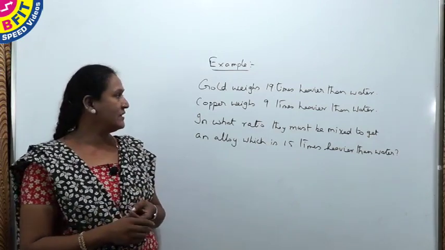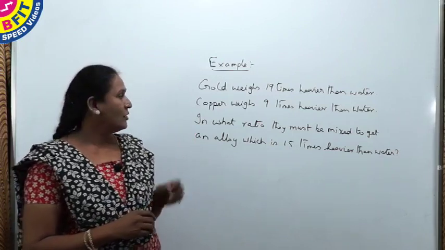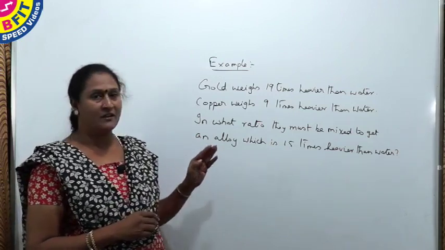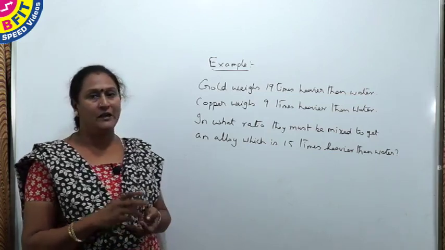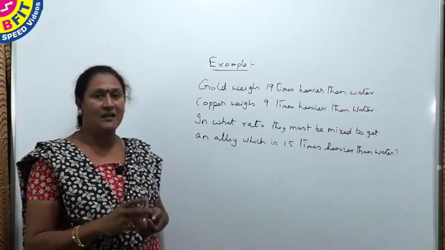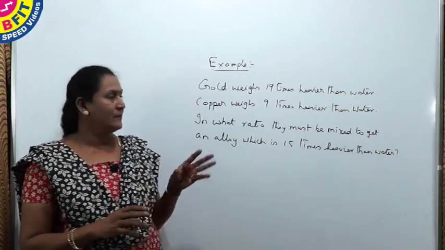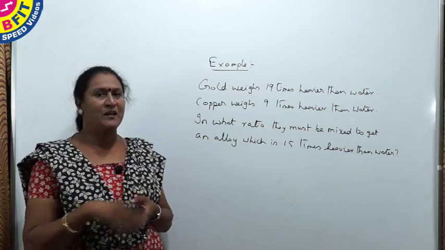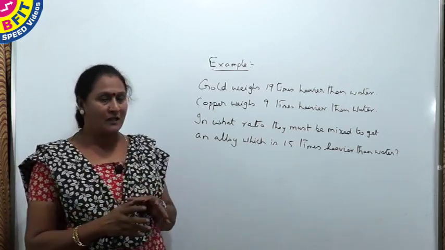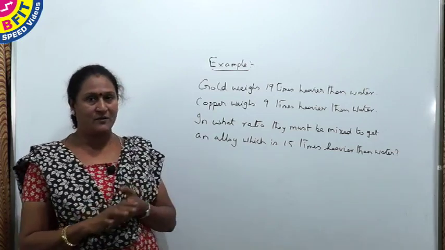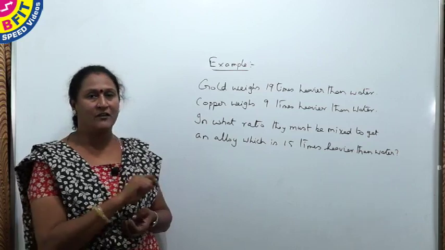So the question is, gold weighs 19 times heavier than water, copper weighs 9 times heavier than water. In what ratio must they be mixed to get an alloy which is 15 times heavier than water? Students used to find this ratio by many methods using more working. But to avoid all that, you can use this alligation process, and in an easier method or a quicker way you can find the ratio.